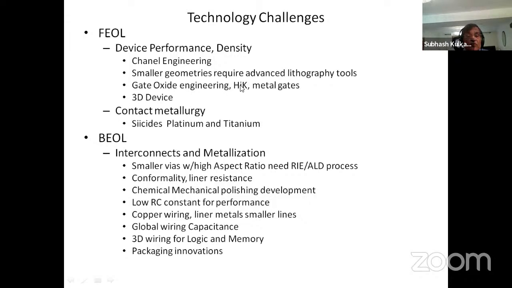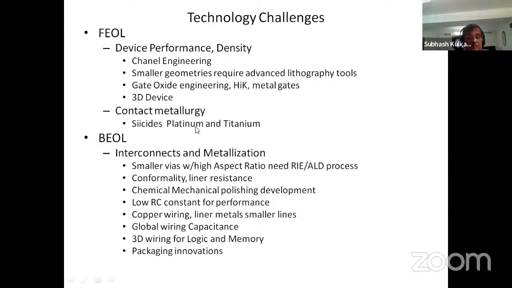And now you have to give high K material. K is the dielectric constant. Why do you use high K? Because transistor is like a capacitor. It has a dielectric constant, and it's like a dielectric material. So higher the dielectric constant, more power you can pump into it. And the gates are made of metal instead of polysilicon. And then moving into 3D device, which I'll show you how it is done.